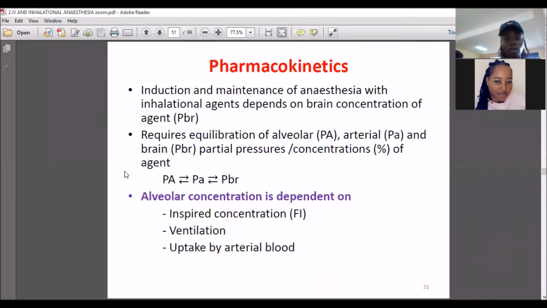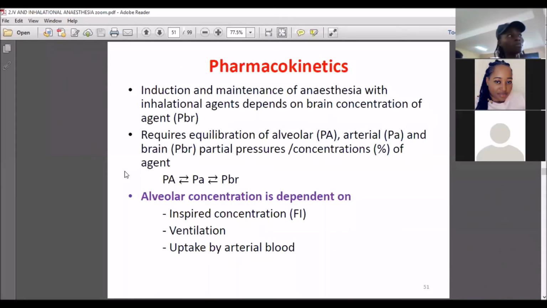So in the exercise, how much the brain concentration will lead.